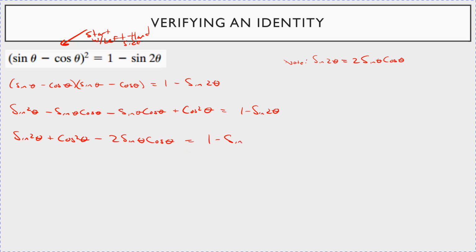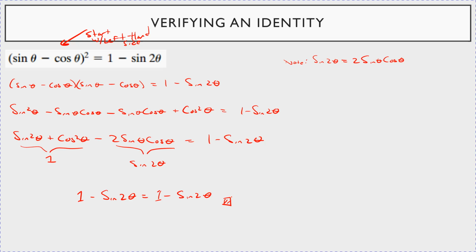And hopefully you see it, right? Sine squared of theta plus cosine squared of theta is equal to 1. And this right here, 2 sine of theta cosine of theta, that's just sine of 2 theta. So yeah, indeed, it just simplifies to be the same thing. So just trust the process, right? Like, go through, plug in your trig identity, see what you can do, or in this case, FOIL it out and see if you can simplify it to get the sides to match.